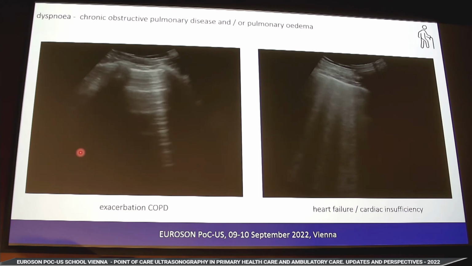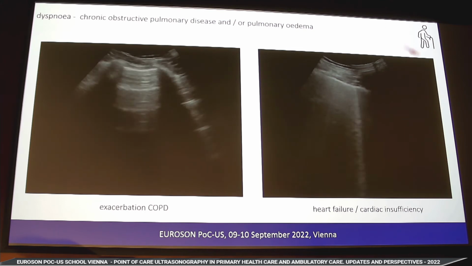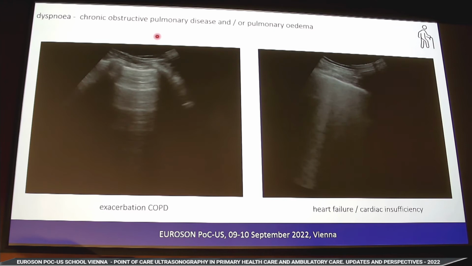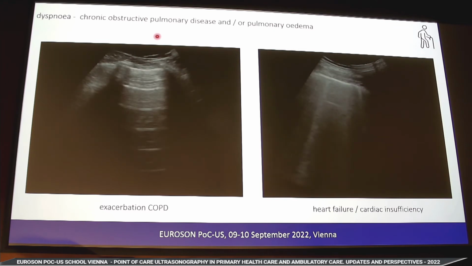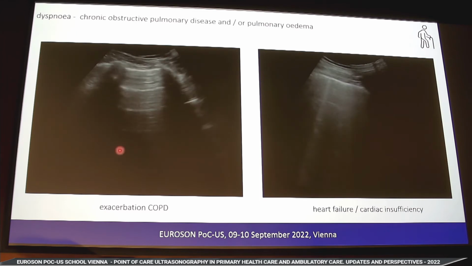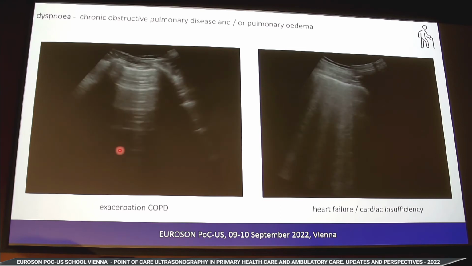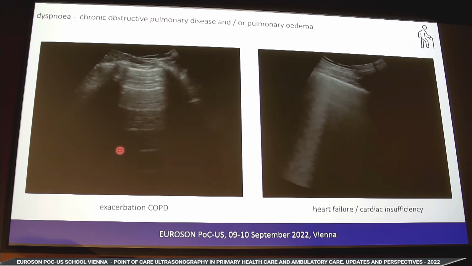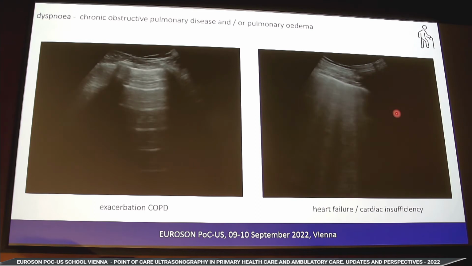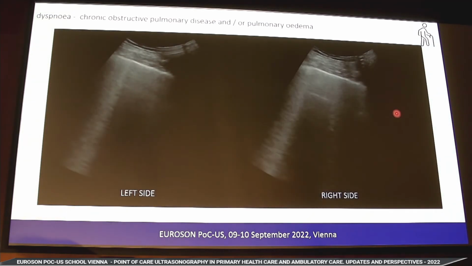One of the simplest examples is dyspnea in an adult patient, as we can see here, an adult patient who has both chronic obstructive pulmonary disease and cardiac insufficiency. And we are wondering what is the reason for the dyspnea. If it is an exacerbation of COPD, we will see A lines. If it is due to cardiac insufficiency, cardiac failure, we would see B lines, and this will guide us in our further diagnosis.